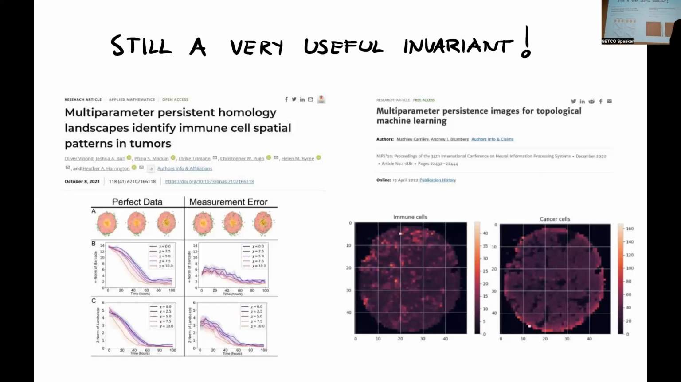So if it sounds interesting, just look in the survey or in the paper. It's also very accessible, their paper. The other one is similar data. So they had immune cells and cancer cells.